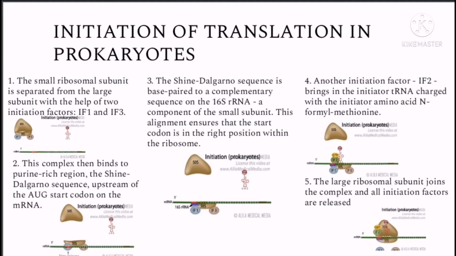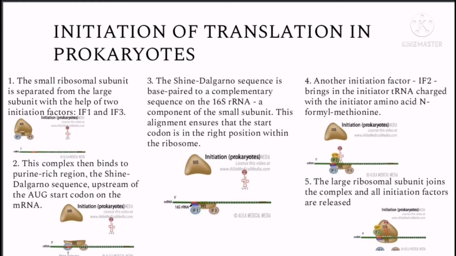The next process is that this complex then binds to the purine-rich region, the Shine-Dalgarno sequence, upstream of the AUG start codon on the mRNA. In this next picture, the small ribosomal subunit is now separated with the help of the IF1 and IF3 initiation factors, and then moves to the Shine-Dalgarno sequence. Next is number 3. The Shine-Dalgarno sequence is base paired to a complementary sequence on the 16S rRNA, which is a component of the small subunit. This alignment ensures that the start codon is in the right position within the ribosome.